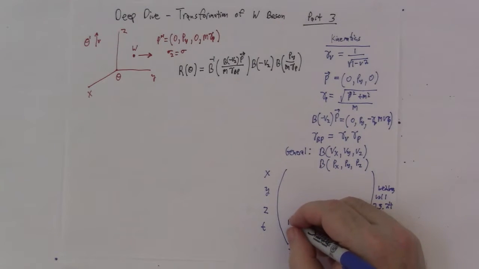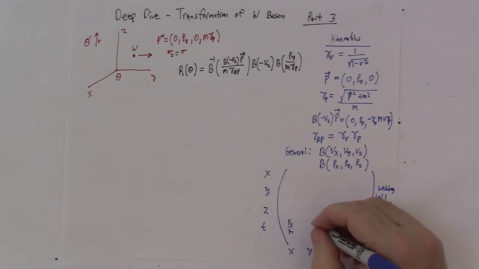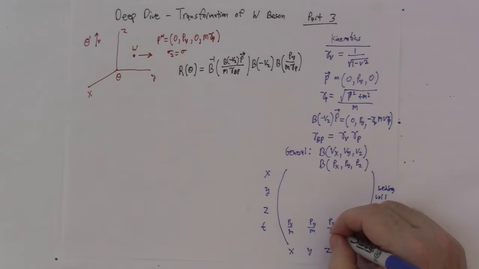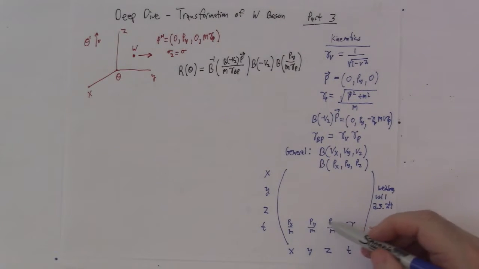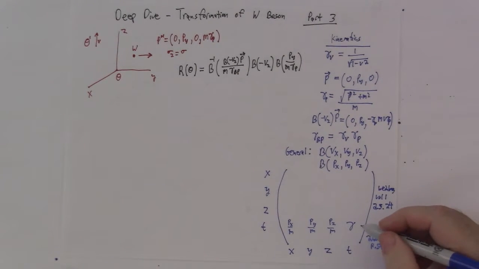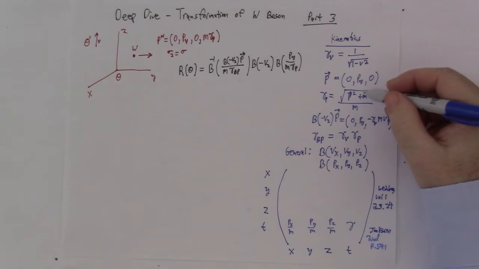And the time components are very easy. And remember, the gammas here all correspond to these p's. So you would use this general formula here.